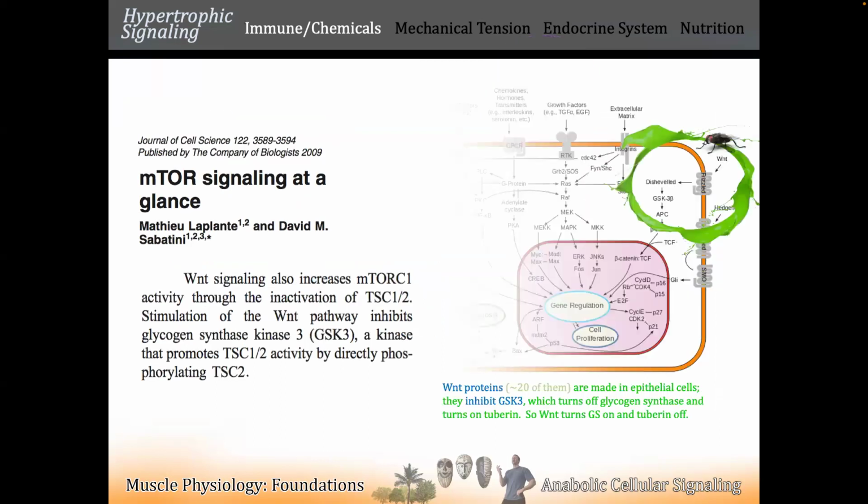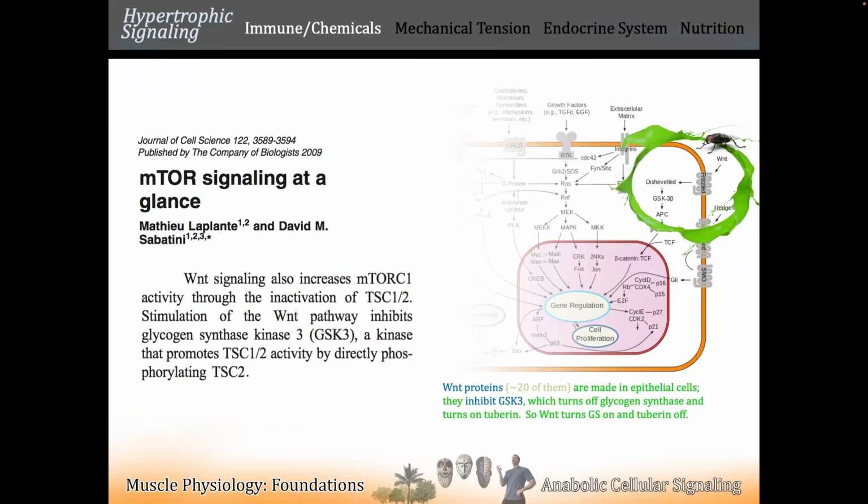Wnt proteins, we've talked a little bit about this, wingless related integration site, Wnt, right? WNT, but pronounced Wnt. And a lot of Wnt proteins are made in epithelial cells, and these can upregulate or downregulate mTOR. So Wnt binds to a frizzled receptor, passes its signal to a disheveled protein. It's a G protein coupled receptor. And so disheveled gets activated. It gets its name disheveled from flies. Flies that have a mutation there have disheveled hair.